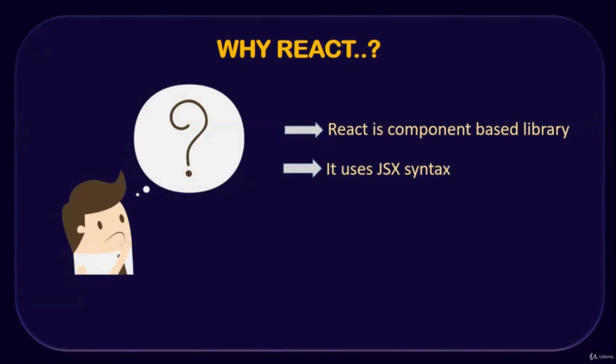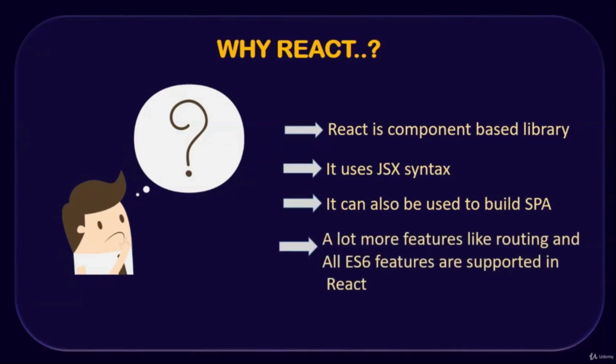JSX is a combination of JavaScript and XML, so that inside the HTML code you can write JavaScript variables or JavaScript code. Inside the JavaScript code you can return the HTML syntaxes. It can also be used to build SPA. SPA means single page applications. So SPA applications are not going to refresh anymore, because all we need to do is change the components based on our needs. A lot of features like routing and all ES6 features are supported in React.